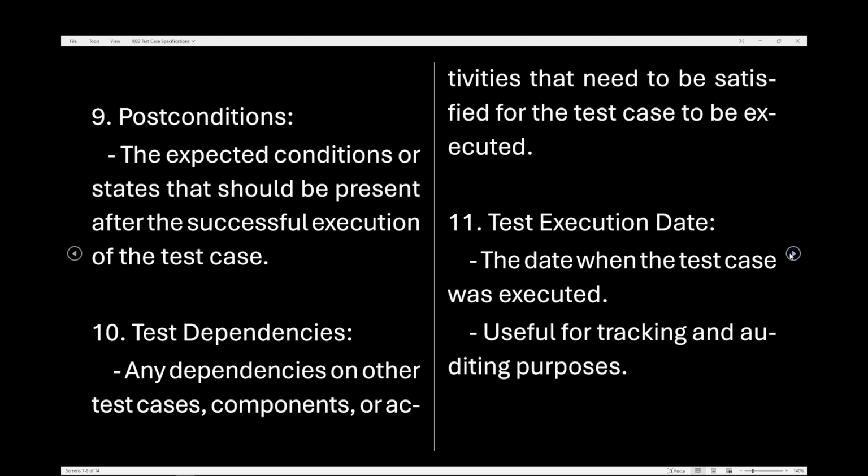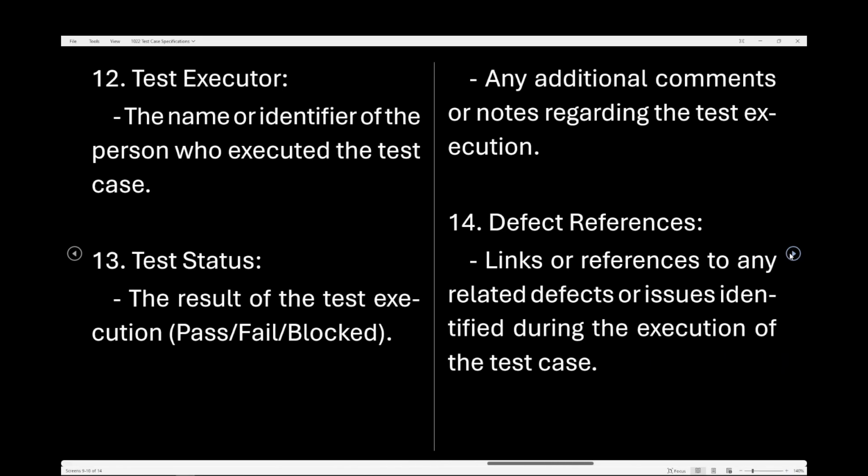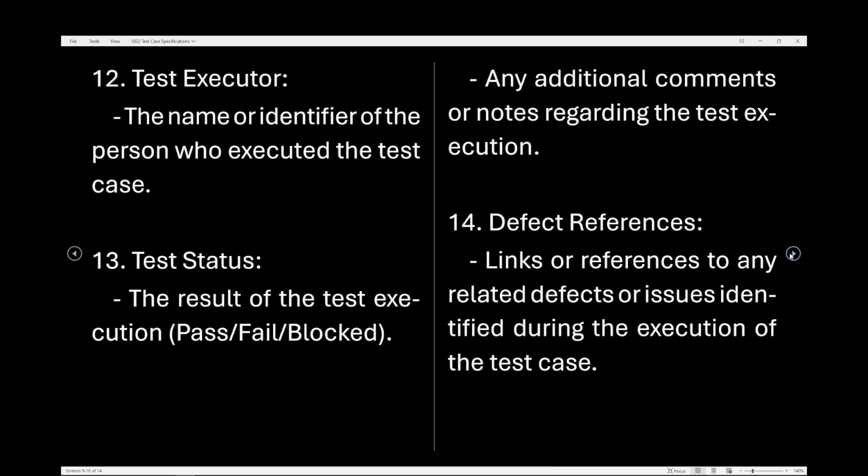Test dependencies, any dependencies on other test cases, components, or activities that need to be satisfied for the test case to be executed. Test execution date, the date when the test case was executed, useful for tracking and auditing purposes. Test executor, the name or identifier of the person who executed the test case. Test status, the result of the test's execution, pass, fail, or blocked.